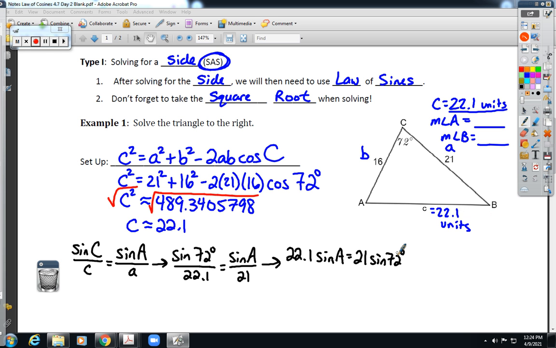We divide by 22.1 to get sine of A by itself. And then to get A, we would need to take the inverse sine. So A is the arc sine, or inverse sine, of 21 sine 72 over 22.1, and we feed our calculator. I'm going to round that to the nearest degree because that's what we've been doing on our homework all along here.